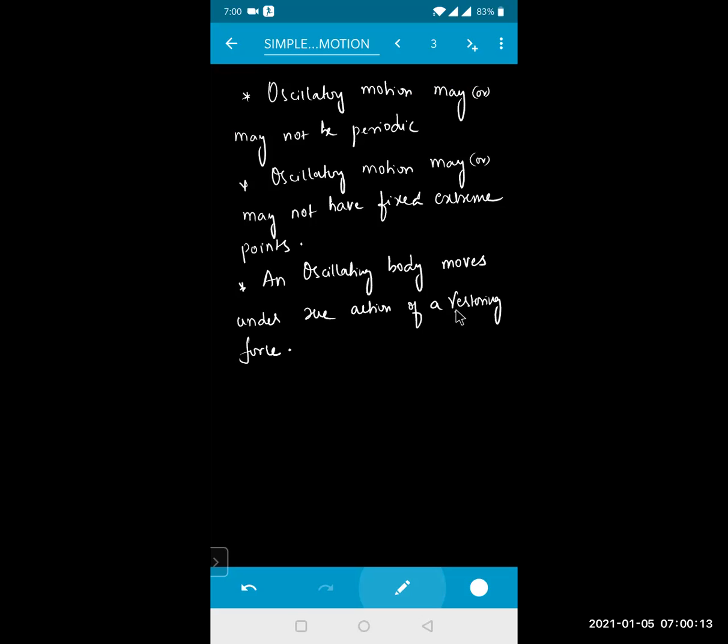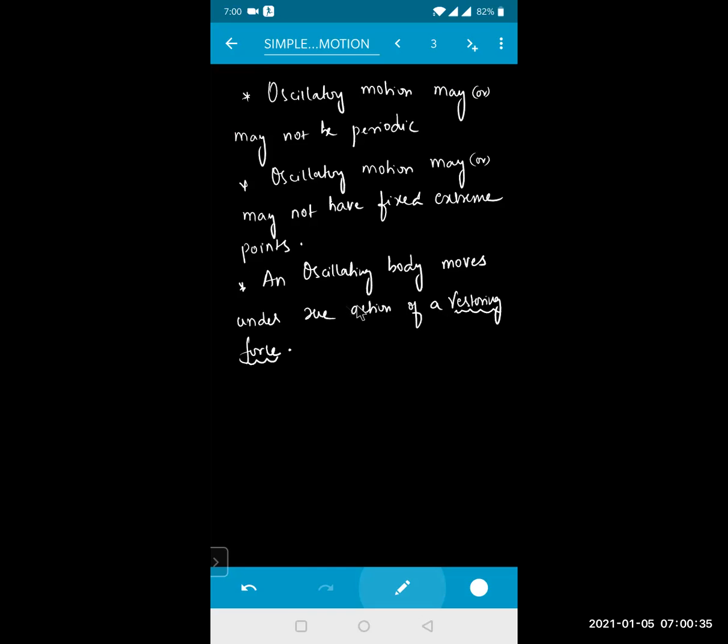What do you mean by restoring? Some force is bringing the particle back to the mean position. Let's say when you are oscillating the scale, some force is again bringing it back to the mean position, and then to the extreme position. So restoring force is always acting. That means some backward force is always acting on that body. So that force is called what? Restoring force.